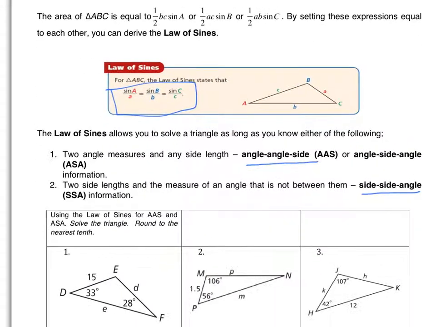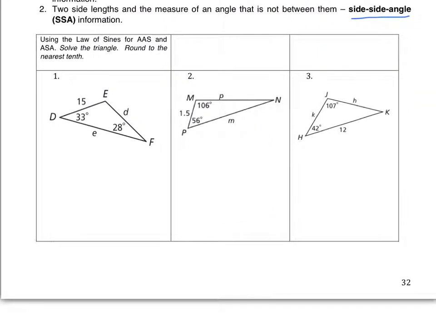So let's see. Number 1. We know that the angles of a triangle add up to 180, so if I add 33 and 28, I get 61. If I take 180 minus 61, I have 119. So I know that this is 119 degrees, so I've found one of the angles.